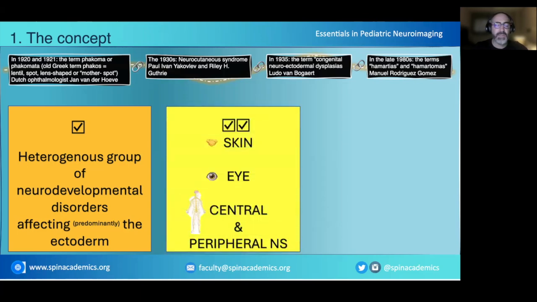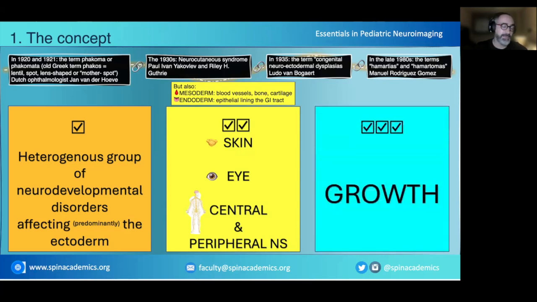And the neuroectoderm means that the target organs are the skin, some parts of the eye, and the central and peripheral nervous system. Remember that it's not exclusive to ectoderm. At the beginning people thought that it was only ectoderm, but we know that it's not only ectoderm that is affected. There are the three main layers of the embryo: mesoderm structures, mainly blood vessels, bone and cartilage, and also endoderm, which is very representative of the gastrointestinal tract.